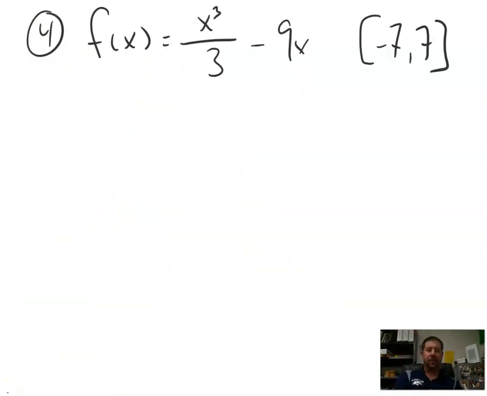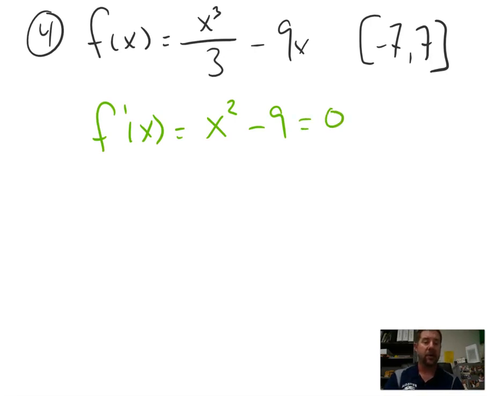Okay, for this next problem, we want to find the critical points of this function on the domain given. Remember, to find critical points, to find out where those maxes and mins possibly could be, we are going to look at where the derivative equals 0. So the derivative is x squared minus 9. I'm going to set that equal to 0, and when you solve this, you get x equals plus or minus 3. So those are the locations of the mins and maxes.